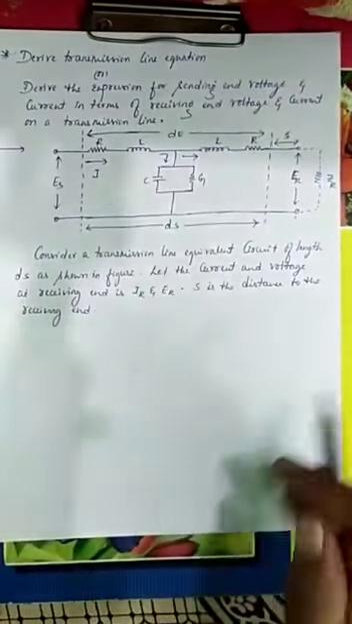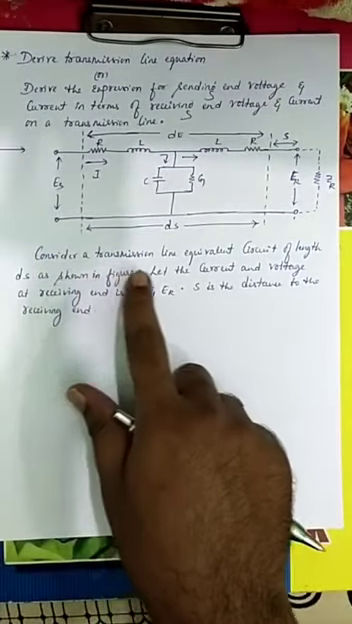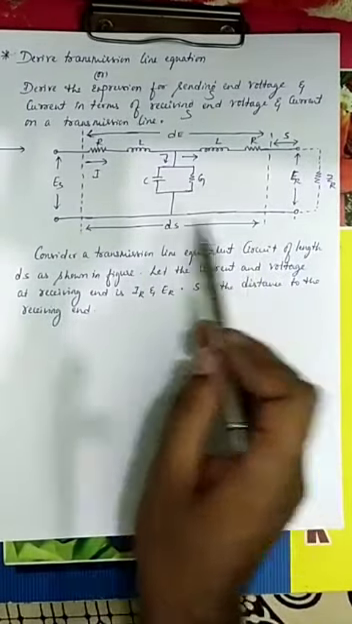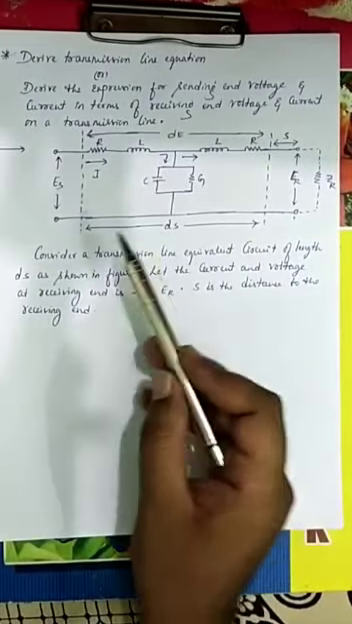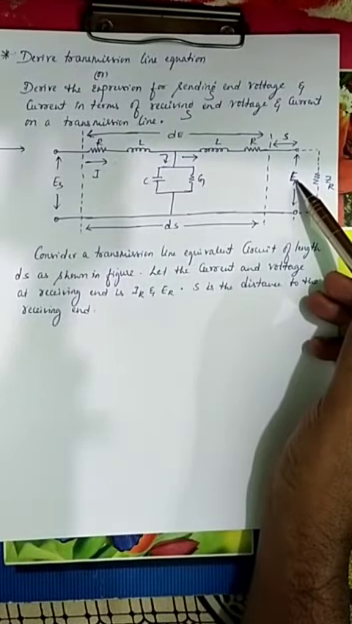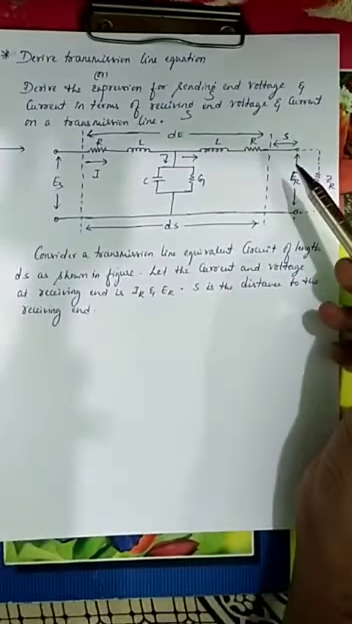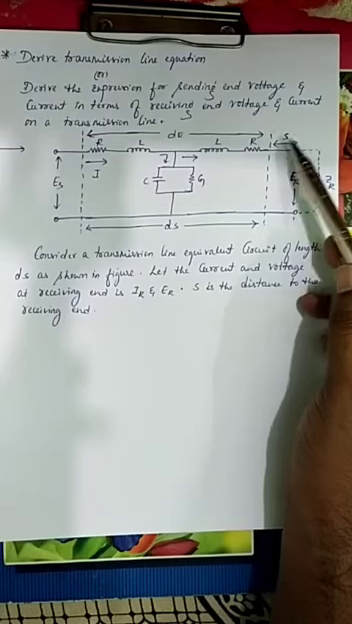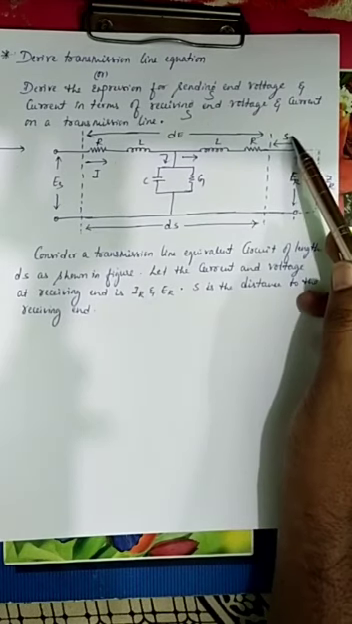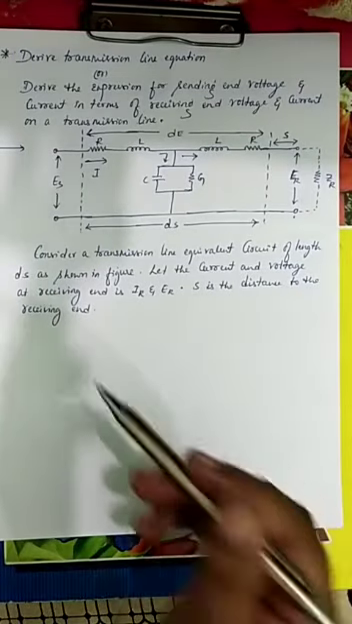So as we know, this is the cross section of a transmission line. Consider a transmission line equivalent circuit of length ds. This is a small cross section of an infinite length transmission line. Let the voltage and current at the receiving end be ER and IR, and S is the distance to the receiving end. So if S is equal to 0, then what is the voltage and current? And if S is equal to L, where L is the length, what is the current and voltage? This is what we are going to derive in this video.